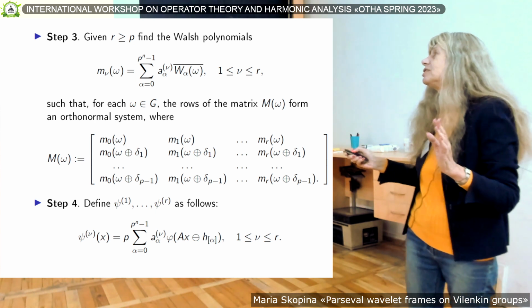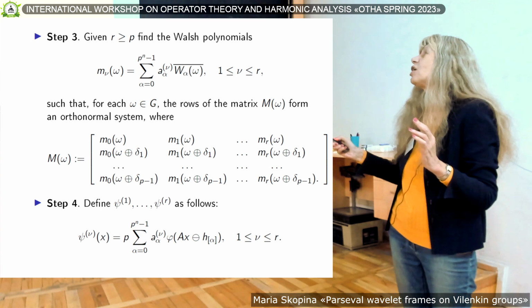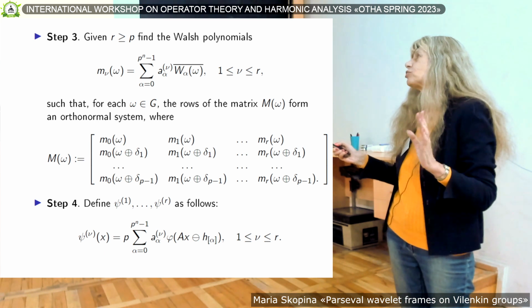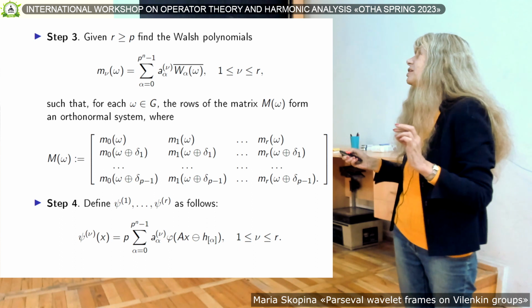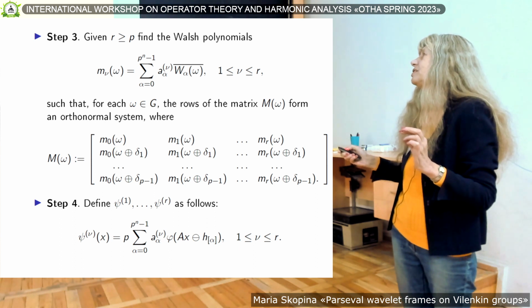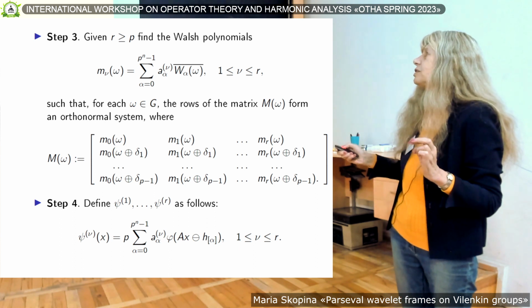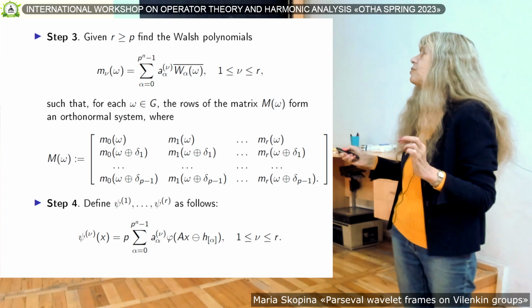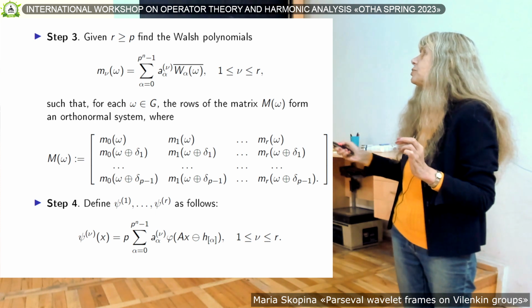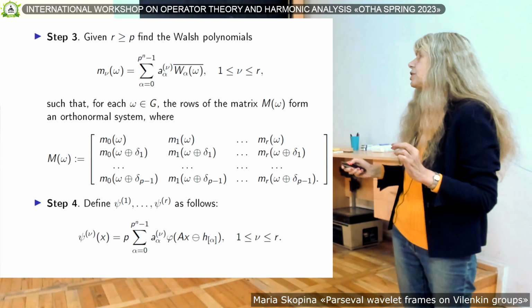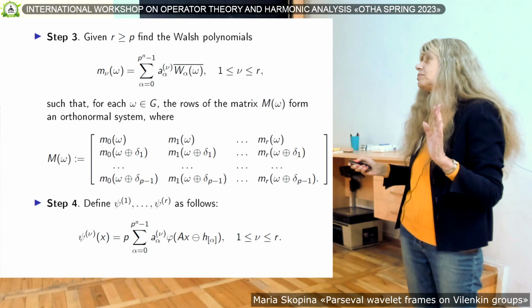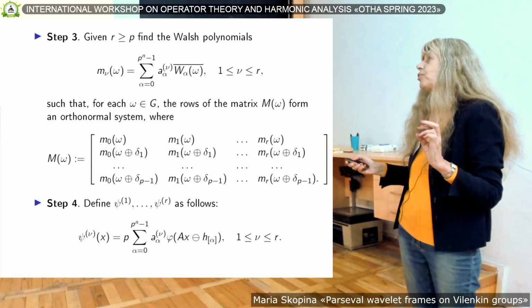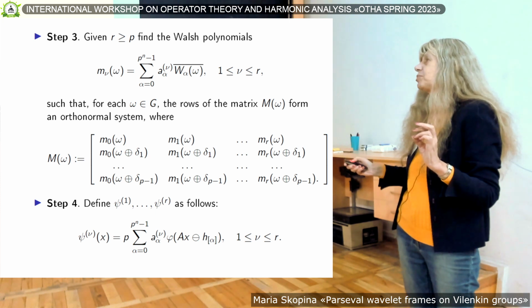How they may be found, it is known. In our paper, there is an explicit method to find them. And when we have these functions, we have wavelet functions. And this is how to construct a compactly supported refinable function.